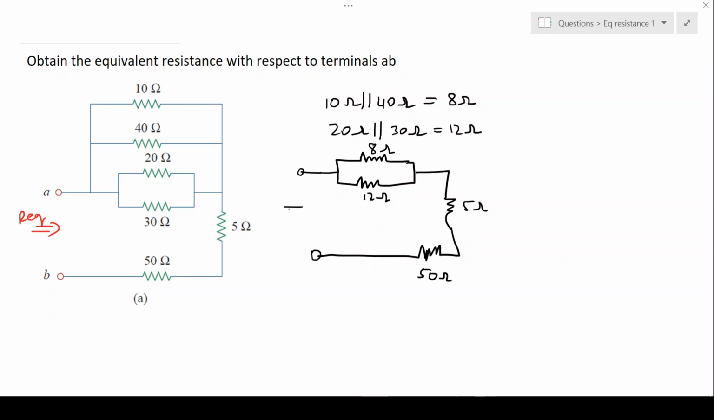Right, and we should be able to see from here that our equivalent must give us 8 in parallel with 12 plus 5 plus 50.